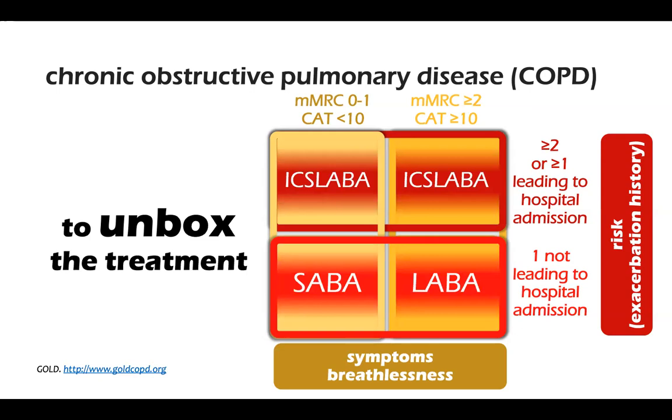But when you are in South Africa working in the public sector, the treatment that your patient is expected to be on is this: if they are A, meaning they have an MRC of 0 or 1, and have had during the past year at most one exacerbation that didn't lead to hospital admission, those patients should be on SABA. But once they have symptoms graded 2 or greater on MRC, or 10 or greater on CAT, those patients should be on LABA. And for patients who are C or D, when you are in the public sector, you are restricted.